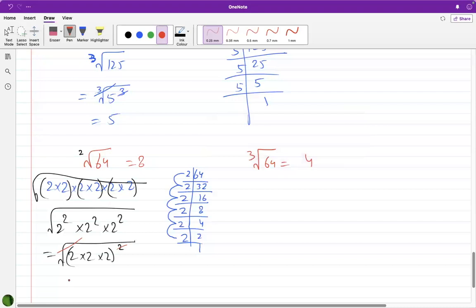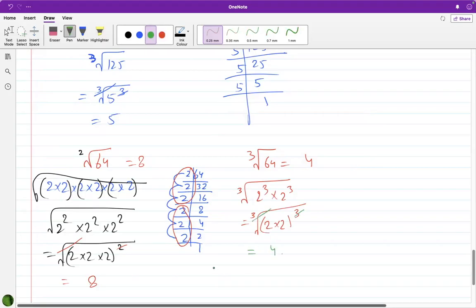On the other side, I could directly make pairs of 3. And I can write 2 cube times 2 cube whole cube root, which is 2 times 2, power 3 cube root. And we can get rid of these two and I'm left with 4. Any confusion?